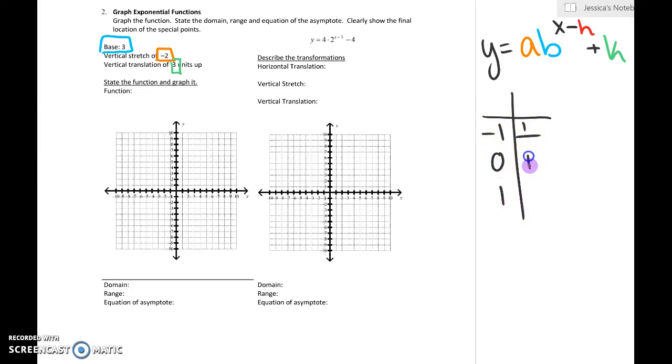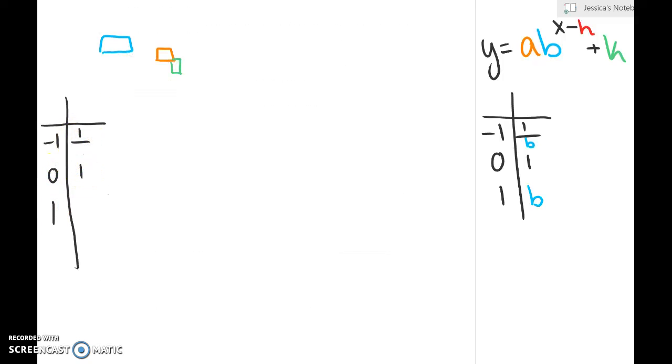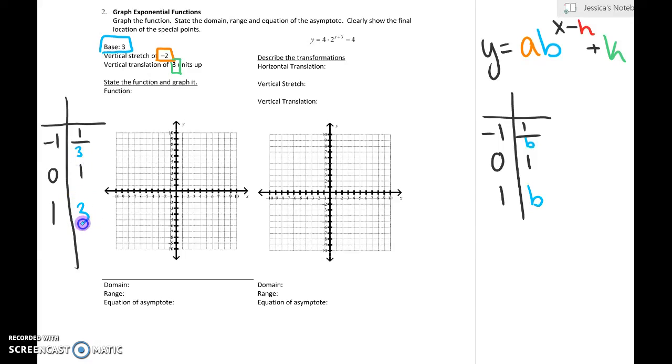So I'm just setting up your generic table. All right, remember, it always goes -1, 1 over b, 0, 1, and 1b, okay? So that's always the generic one. What I'm going to do is go ahead and set up some side work here. So it's -1, 0, 1, that's always 1, 1 over, and then my b in this case is 3, okay? So that's my starting stuff. Those are the start of the special points.